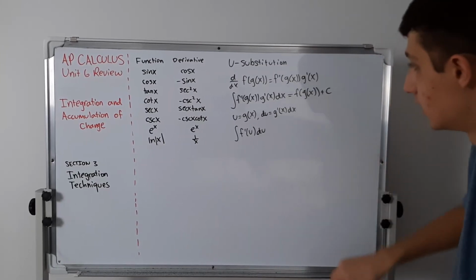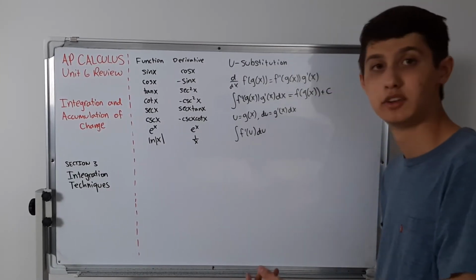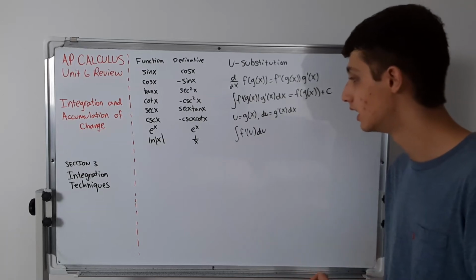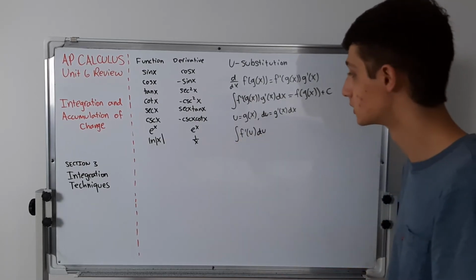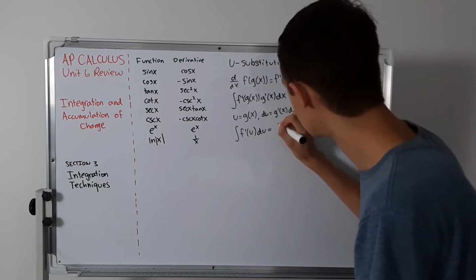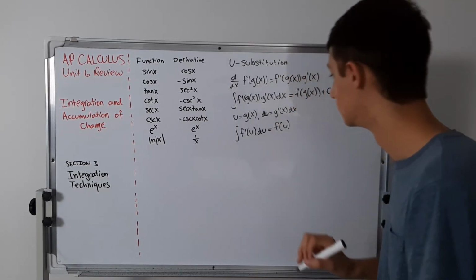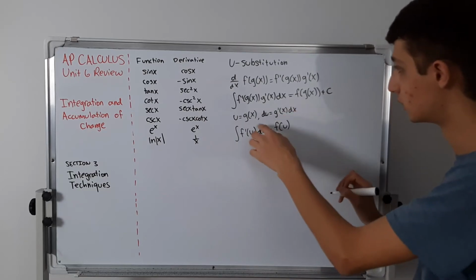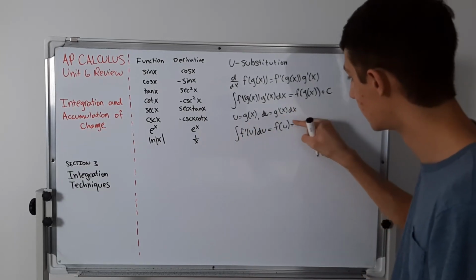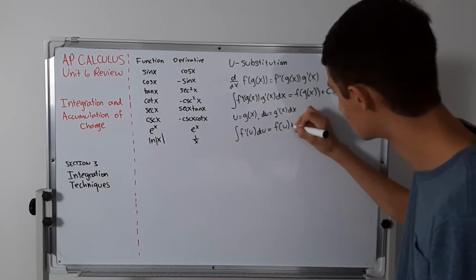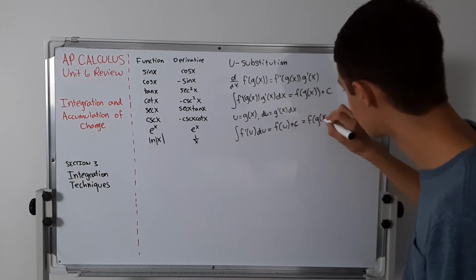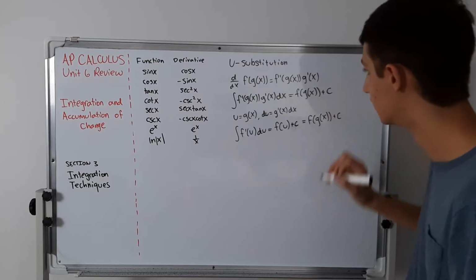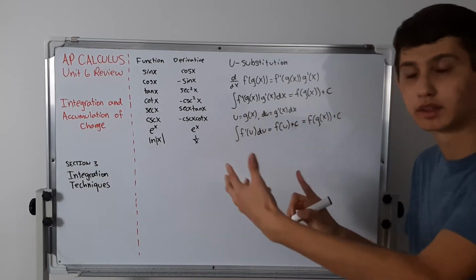And this kind of lends us to another idea, that the integral of a derivative is basically the original function. So we get f of u back. And f of u, we said u is equal to g of x, and of course plus c, never forget plus c. This is equal to f of g of x plus c. So that's kind of the whole thing of U-substitution.